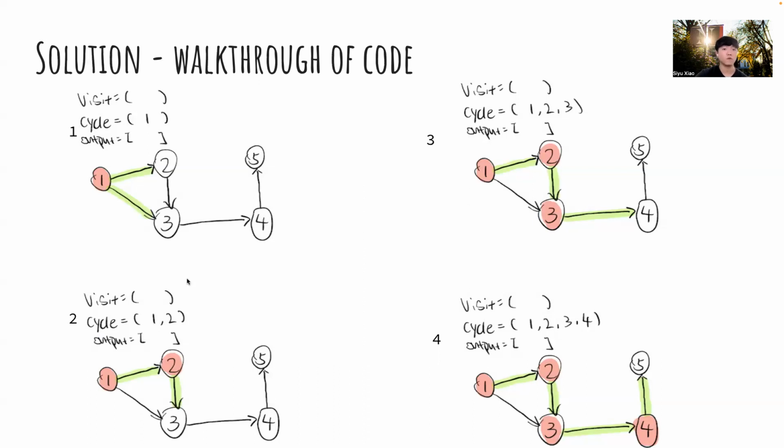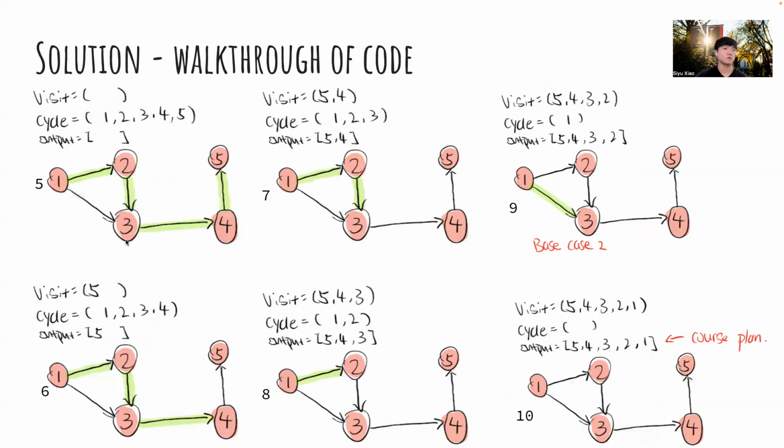So we will continue with node 2. Node 2 will call depth search on its neighbor. This will keep on going until we hit node 5 over here. And when we hit node 5, there are no more nodes to visit. Then it starts to pop back on the call stack and continues to append to the visit set and output array.